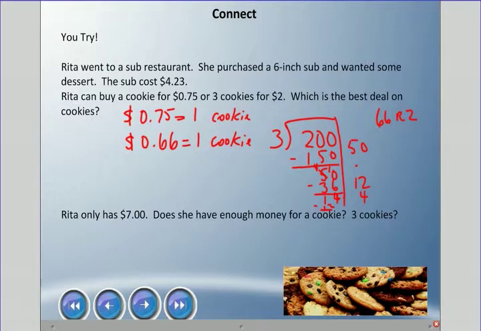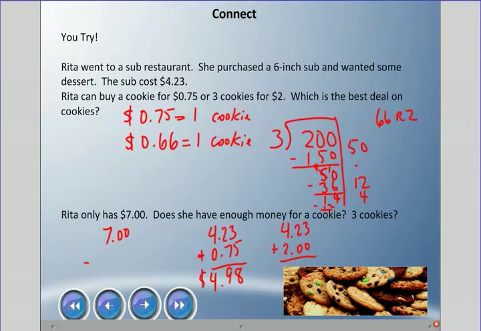Okay, so she had $7, and we need to subtract what she's going to pay. I need to know how much it's going to cost for one cookie, so that's one option. I'm also going to need to know how much it's going to cost for 3 cookies, which was $2. So we're going to have to do a couple of things here. 3 plus 5 is 8, 2 plus 7 is 9. So $4.98 for one cookie. I think she clearly has enough because that's almost $5.